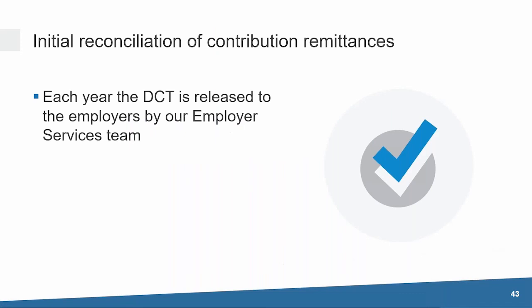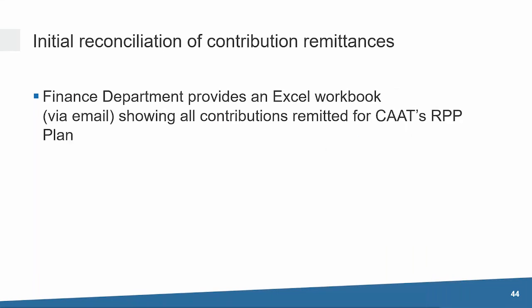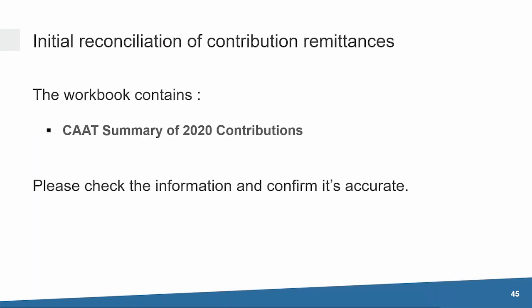The reconciliation process begins each year with the DCT being released to employers by our Employer Services team. On March 5th, 2021, an Excel workbook showing all contributions remitted for CAT pension plan for 2020 will be distributed via email. We will include CAT remittance information in one workbook. This workbook will contain the summary of CAT 2020 contributions.